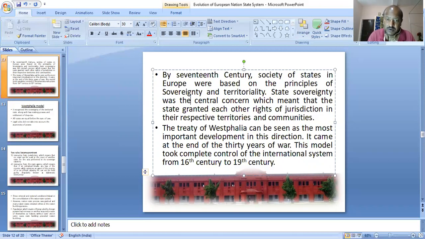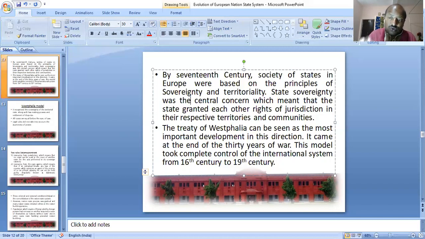So the Treaty of Westphalia can be seen as the most important development in this direction. Please remember, Treaty of Westphalia is the single most important document whenever we try to begin a discussion on the modern nation state system. It is considered the most fundamental document as far as nation states are concerned. It came at the end of 30 years of war, and this model took complete control of the international system from the 16th century to the 19th century.